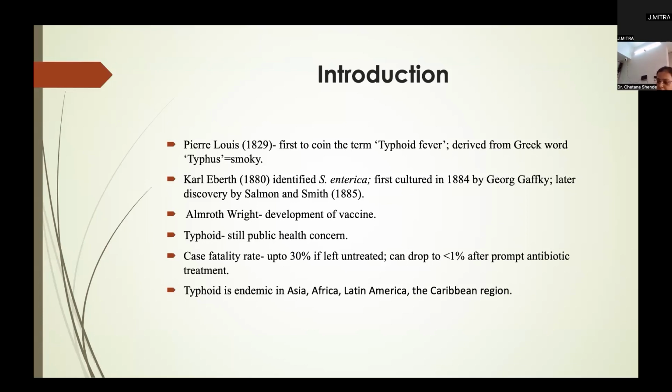Typhoid is still considered a public health problem because of its serious manifestations. Case fatality rate can vary from 12 to 30% if it is left untreated. But right now we are in the antibiotic era. Because of prompt treatment, the case fatality rate can drop to less than 1%. Typhoid is endemic in certain parts of the world, especially Asia, Africa, Latin America, and the Caribbean Sea.